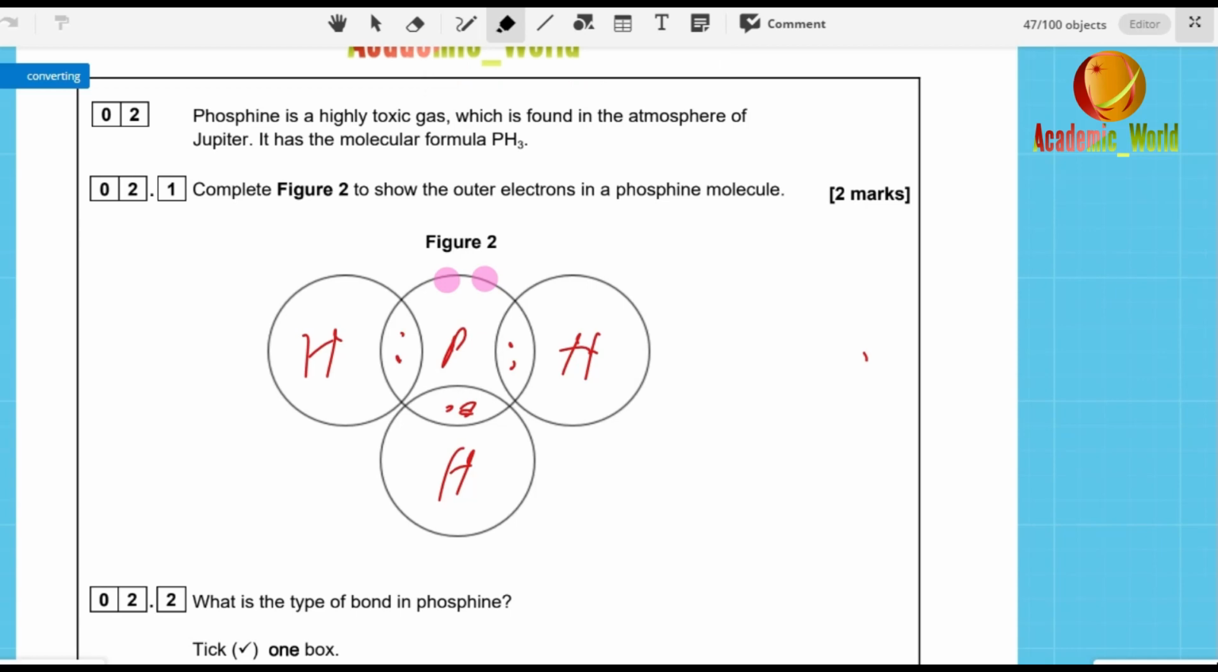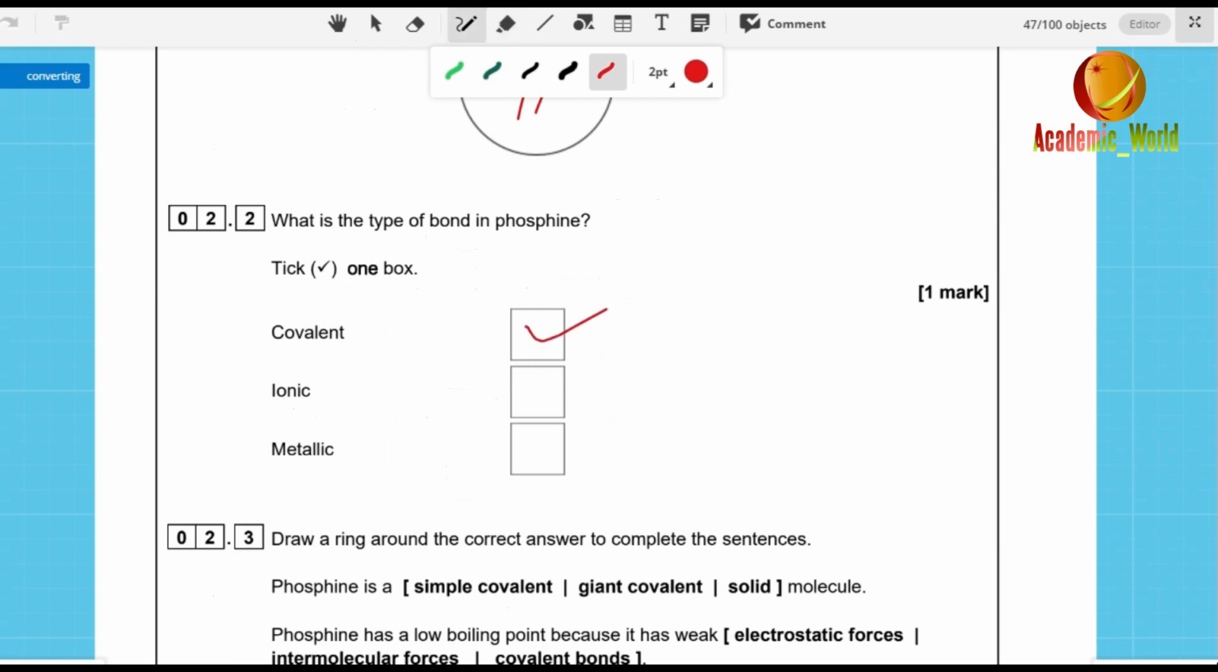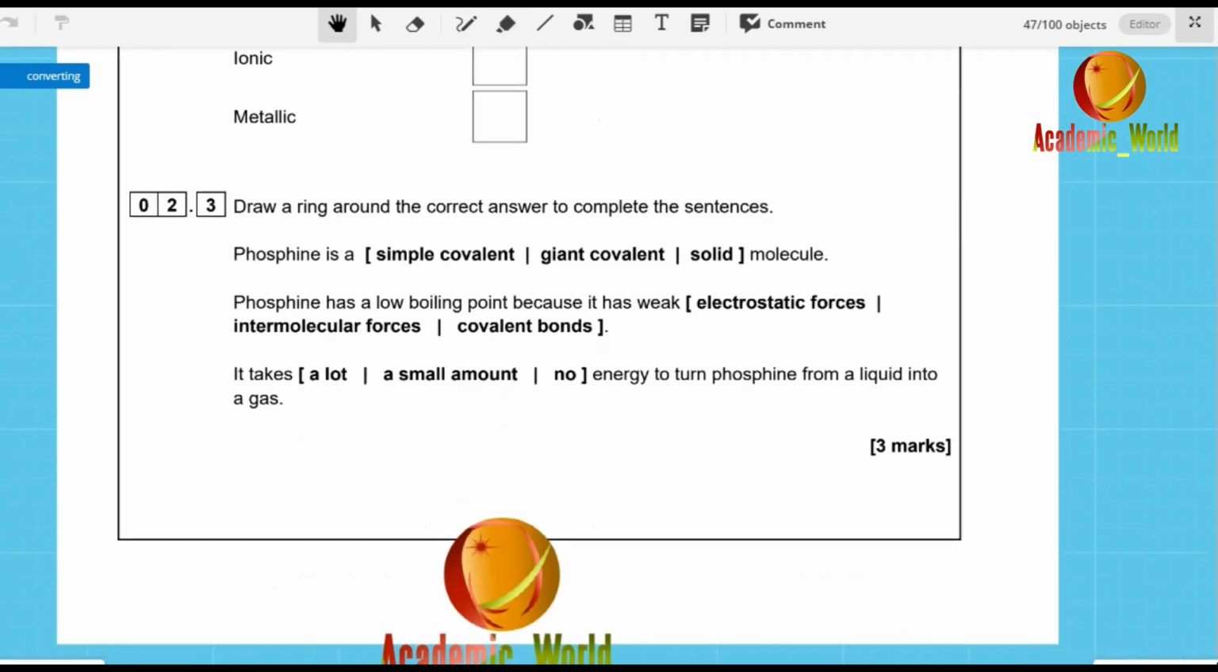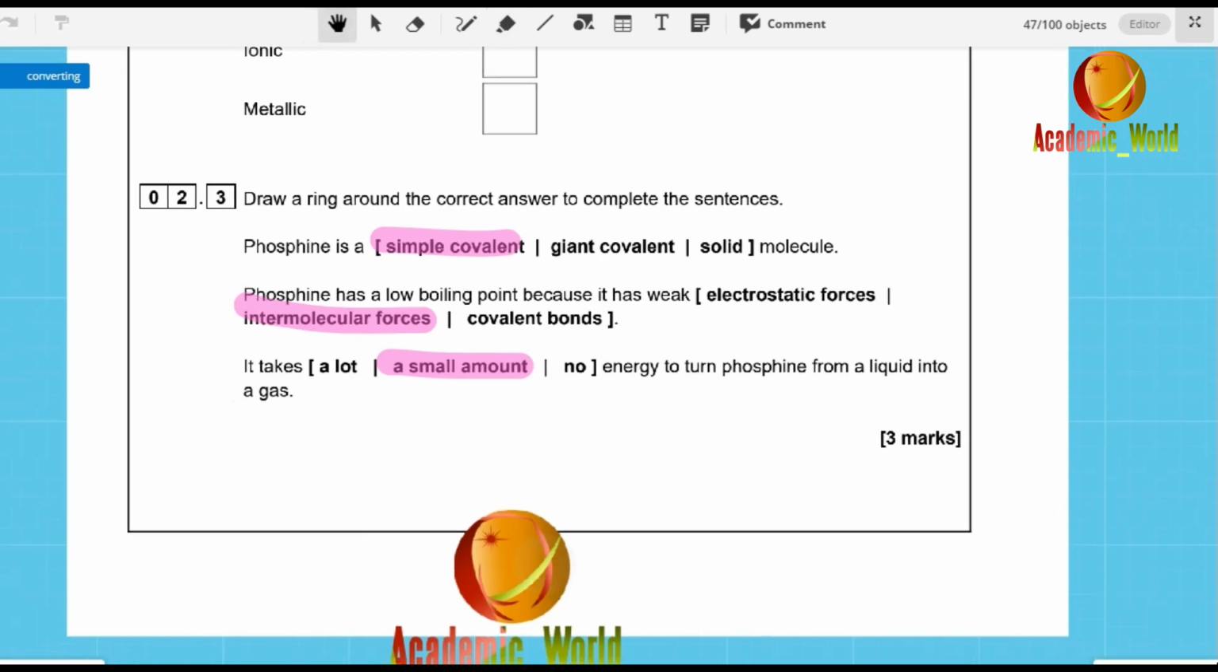So what type of bond does phosphine contain? So that is covalent. And the next question, draw a ring around the correct answer to complete the sentence. Phosphine is a simple covalent molecule, because you can see here the hydrogen and phosphorus covalent bonds forming, and phosphine has a low boiling point because it has what? The weak intermolecular forces, and it takes a small amount of energy to turn phosphine from a liquid into a gas.